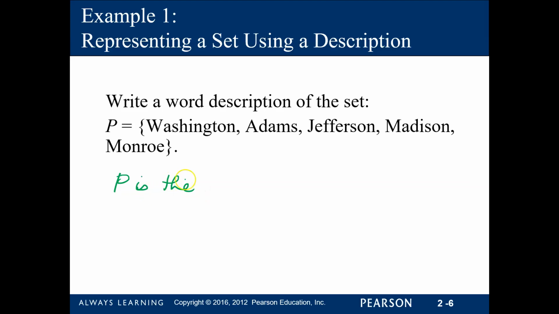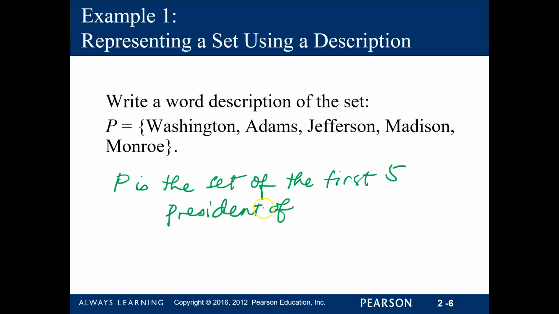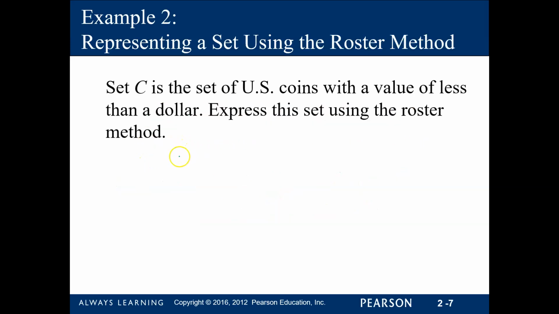So you can say here that P is the set of the first 5, okay? Washington, Adams, Jefferson, Madison, and Monroe are the first 5 presidents of the U.S. Okay? So again, it is important that you have to be as specific as you can because you only have this number of elements in this set.